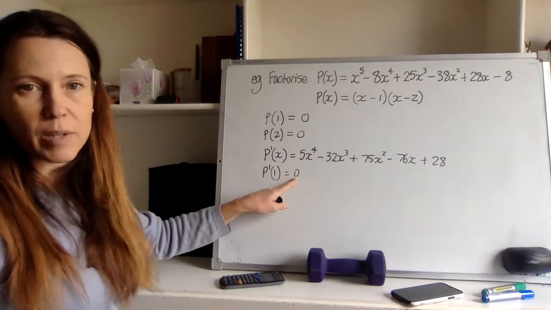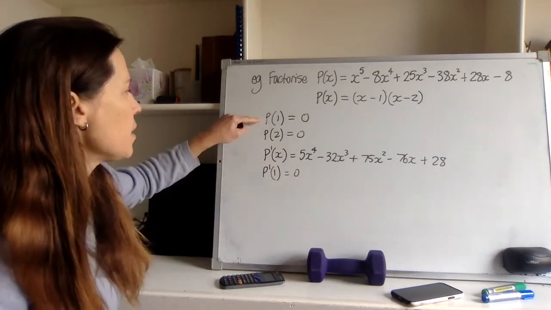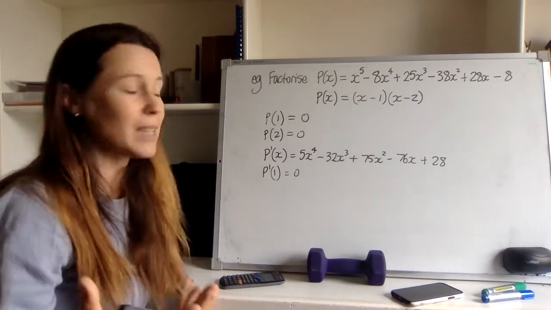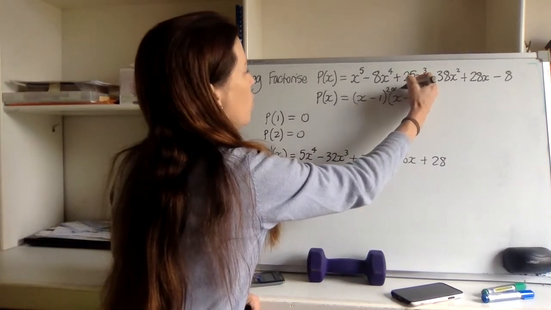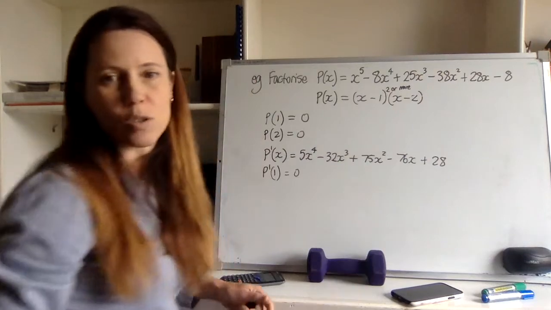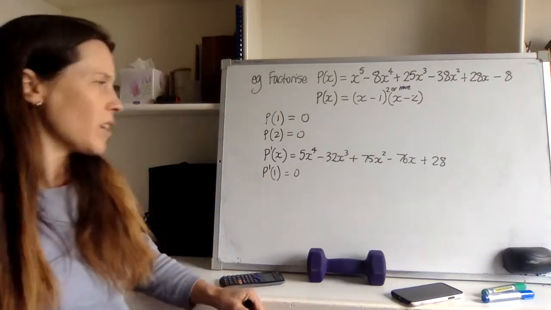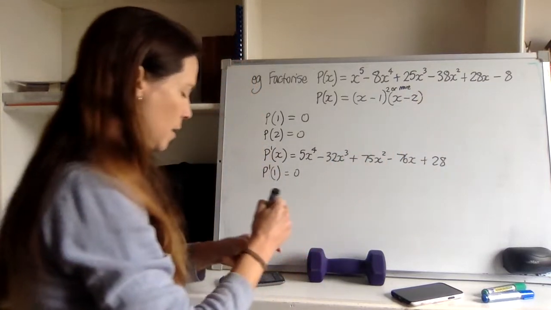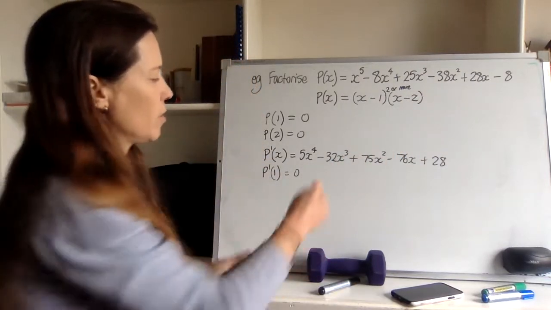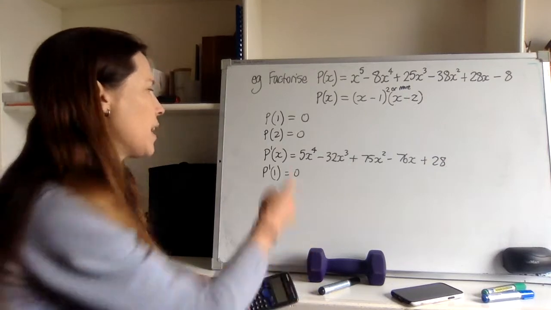So what does that tell me? It tells me that this 0 here has a multiplicity of at least 2. So I can think up here that this is 2 or more. Now, you wouldn't write 2 or more up there. We're having a go here, and I'm just showing my thinking.